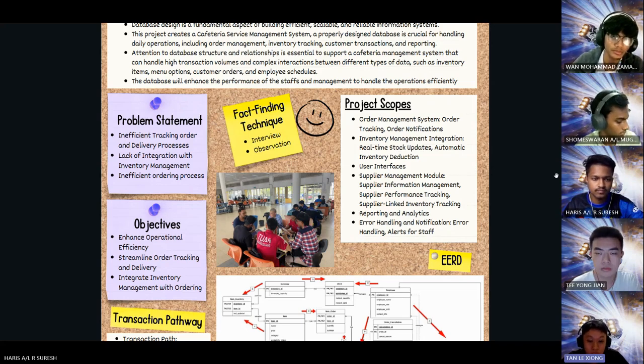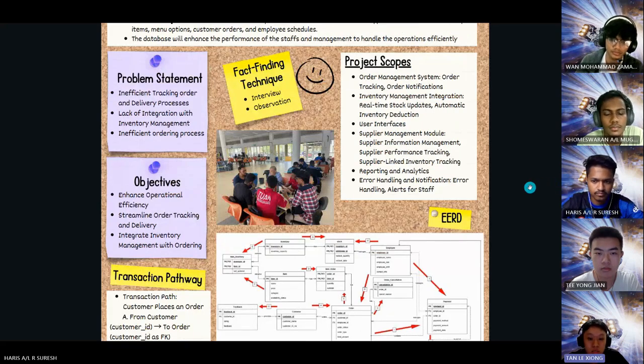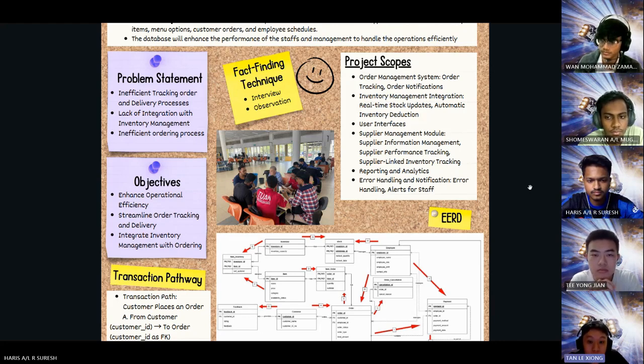And for the objective, we still have 3, and one is enhance the operational efficiency. This is to implement a system that automated the order taking and processing workflow to reduce wait time and error. This will help the staff, and with help of tools, streamline tasks such as scheduling, task management, and reporting. The second objective is streamline order tracking and delivery.